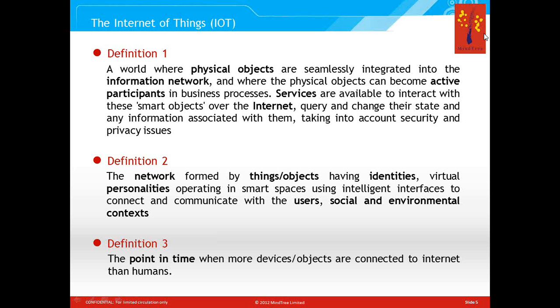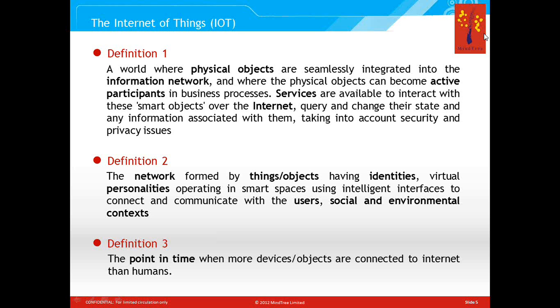The third definition is interesting, which says it is the point in time when more devices or objects are connected to the Internet than humans. Now, you can see I have highlighted a few keywords here that help us understand the nature of IoT. We are talking about hard, real, physical objects connecting to an information network. They are active participants in business transactions, so the word active is very important here. They make their services available in the form of web services on the Internet, and other objects can use these services to communicate with them. So web services may become the predominant form by which you can access the functionality of these objects on the Internet, the way web applications today expose their services to other applications.